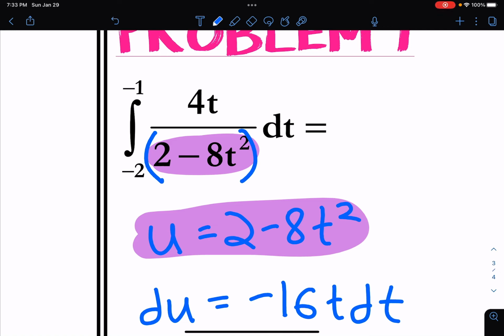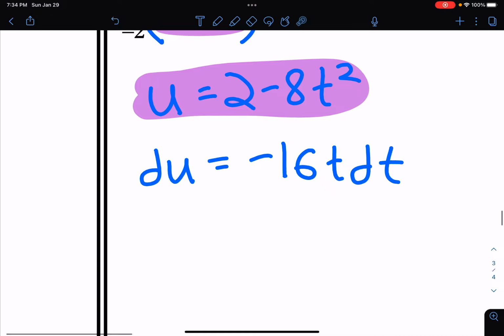But this time we do want the whole thing here to be the u. Okay, and so take a look at what's left in the integral, 4t dt, right? All of that needs to get substituted out to be in terms of u. So this -16t dt, right? What can I do with this?